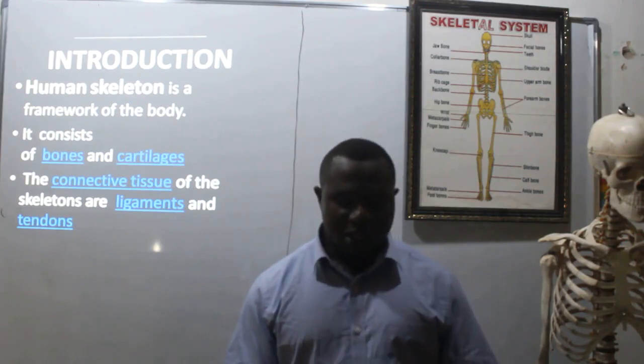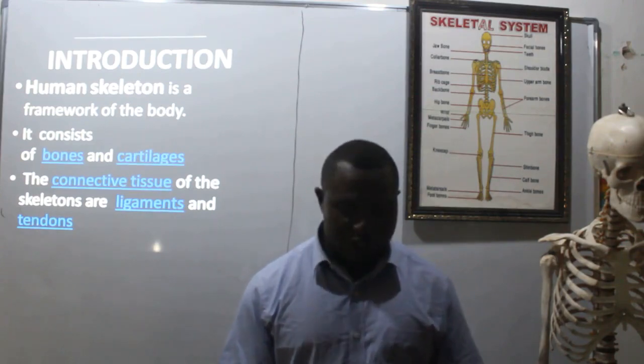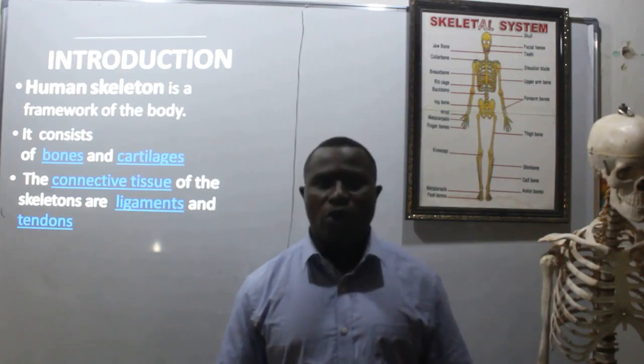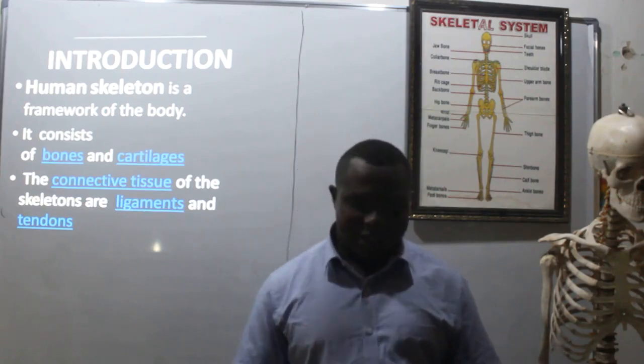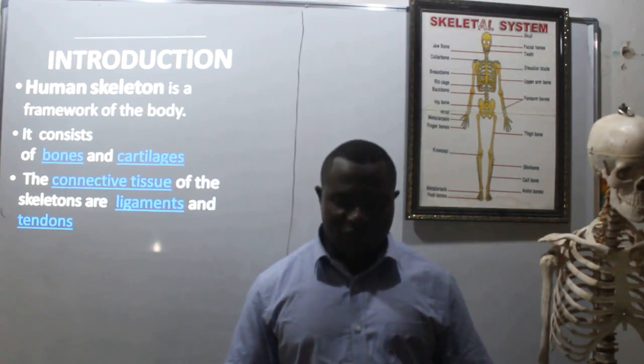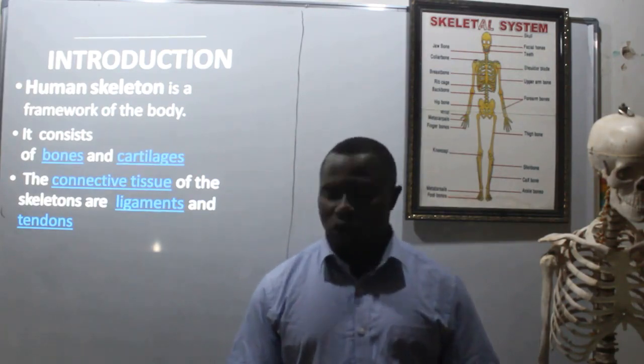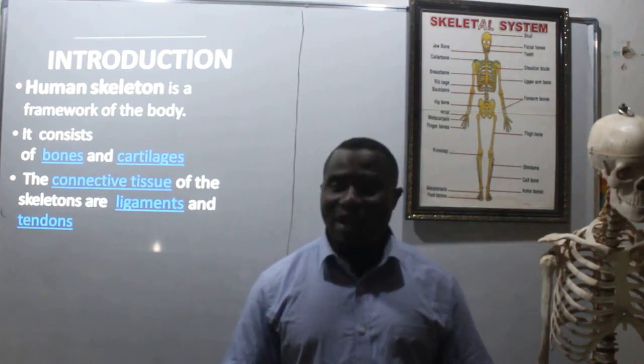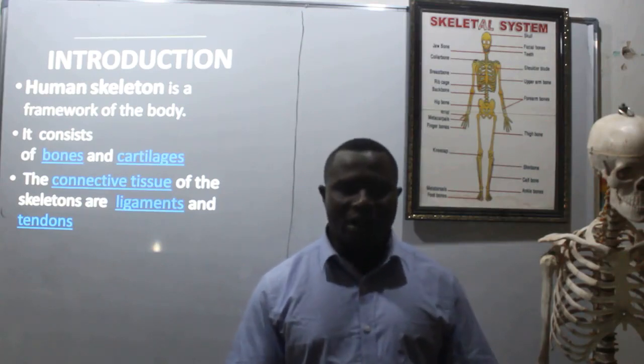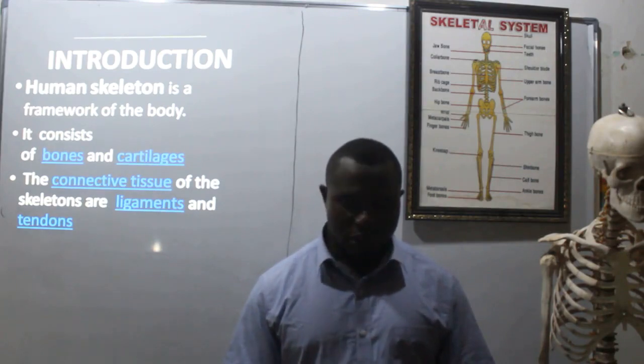The human skeleton is the framework of the body. It consists of the bones and the cartilages. The connective tissues of the skeleton are ligaments and tendons. These are the things that help to hold the bones together.